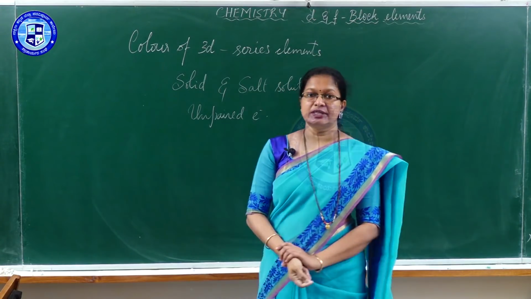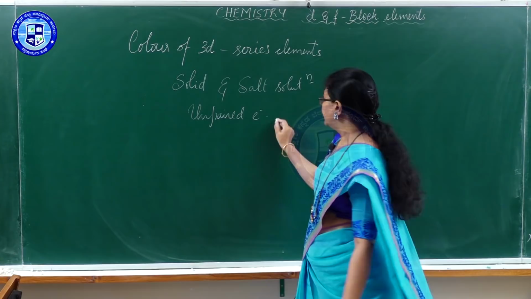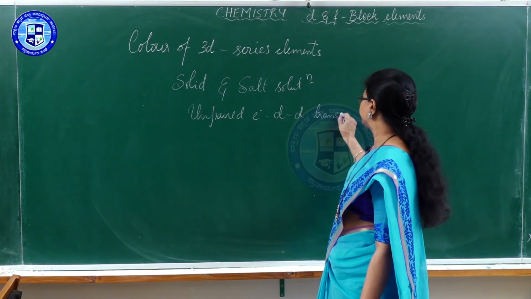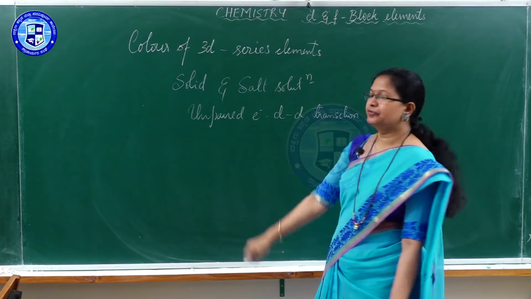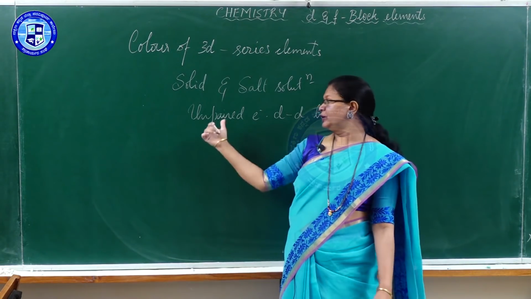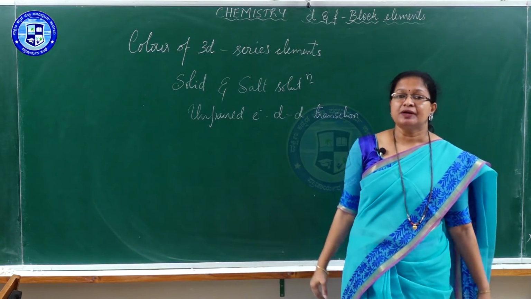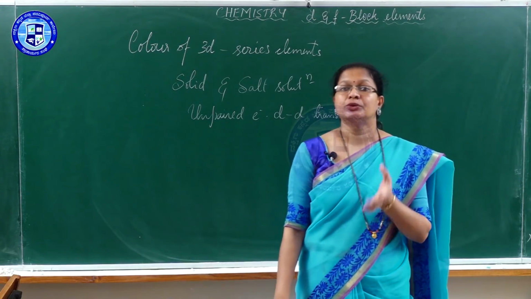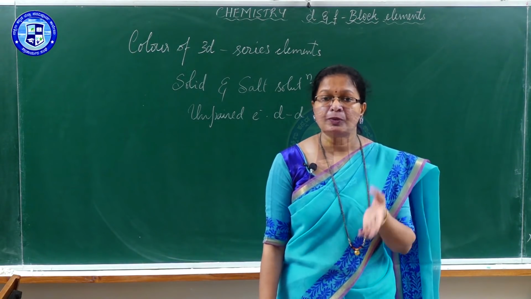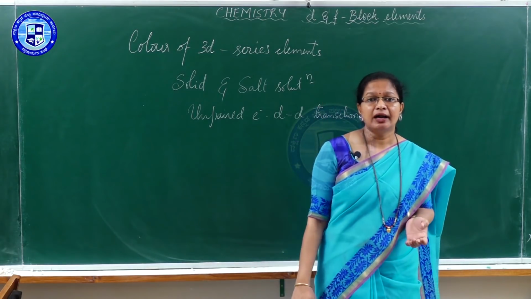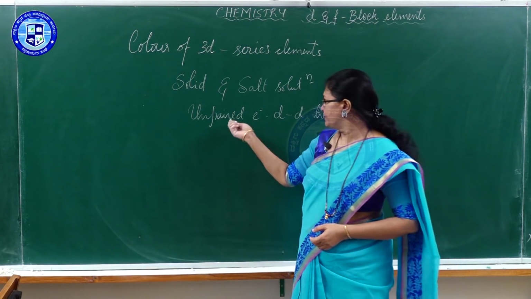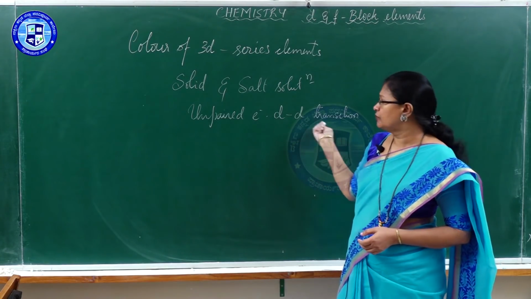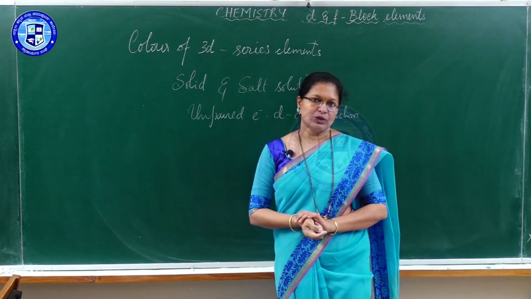Unpaired electrons show a type of transition called d-d transition. This is a new term for you, which I am going to explain. When the question is asked why d-block element solutions, maybe copper sulfate or cobalt chloride, are colored, the reason is the transition of unpaired electrons, or d-d transition, of the unpaired electron present in the salt solution.